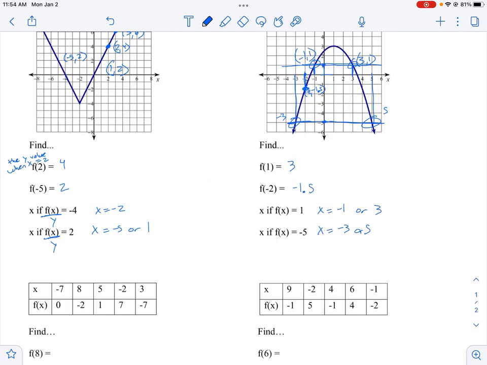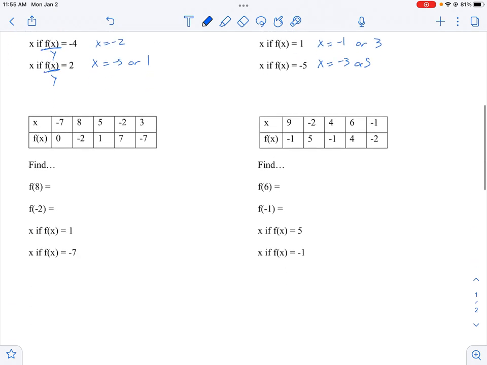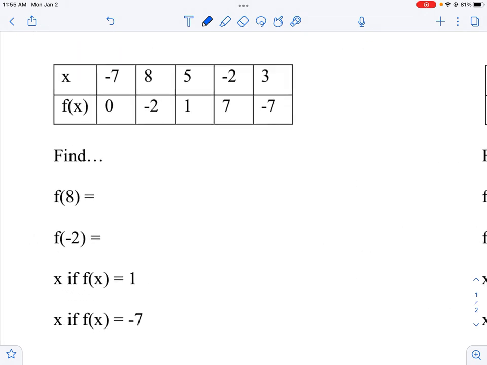It's like their x, y's are pairs. They're matching up. So you have to figure out what the points are, which points have what x values, or which points have which y values. When you get down here to where the tables are, they're already matched up for you. Look, if x is -7, then the y value is 0. If x is 8, then the y value is -2. So they're already matched up.